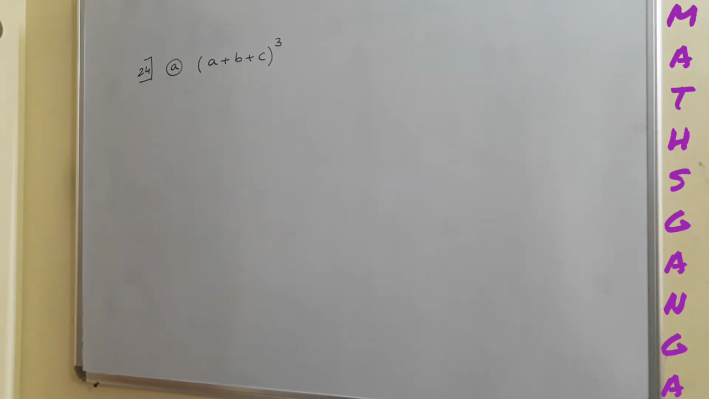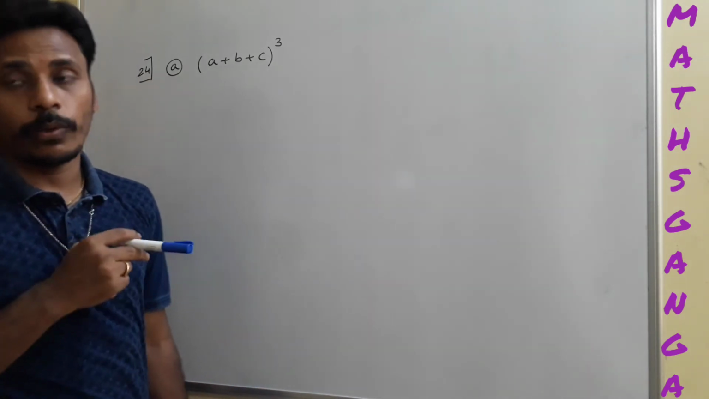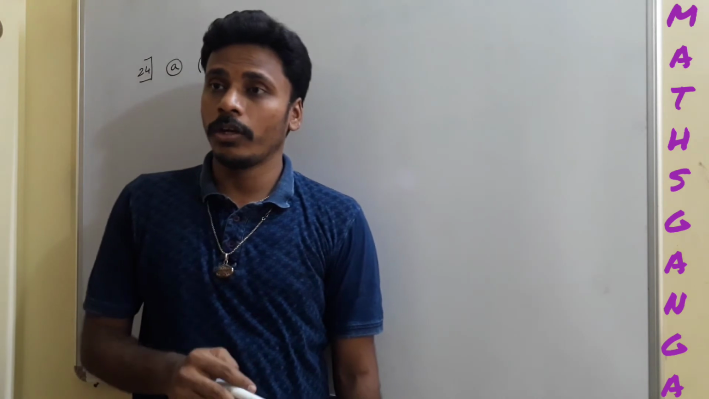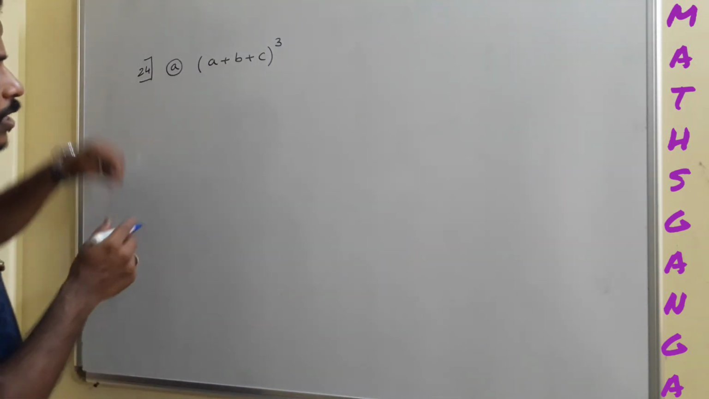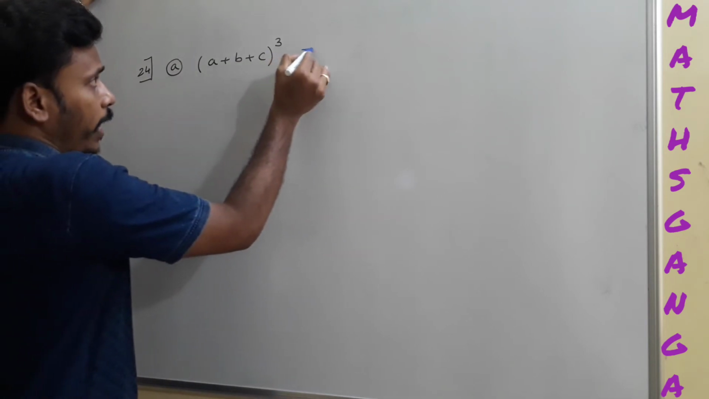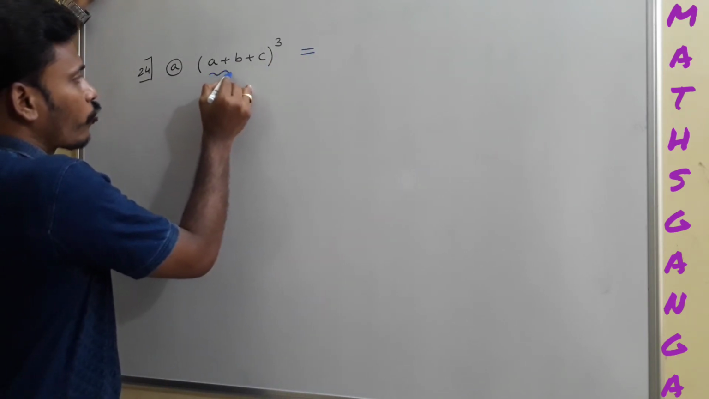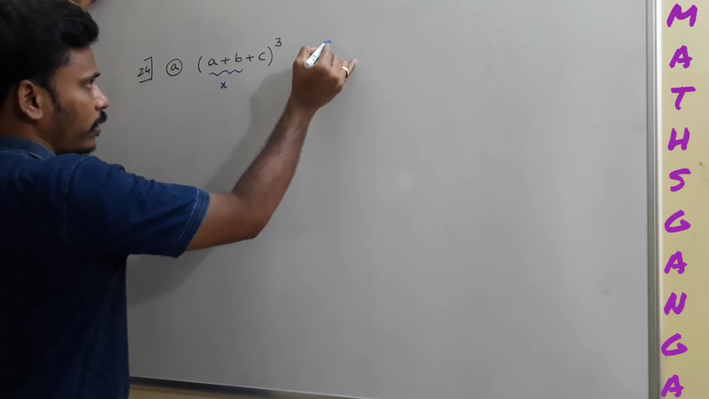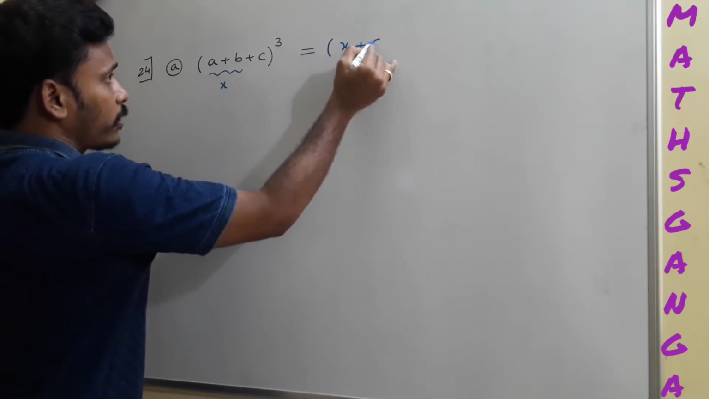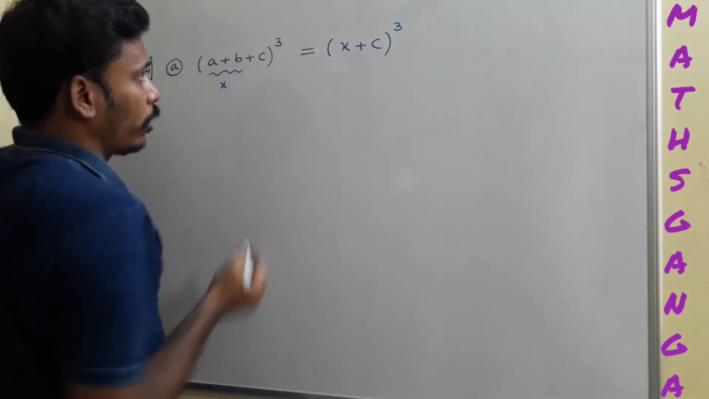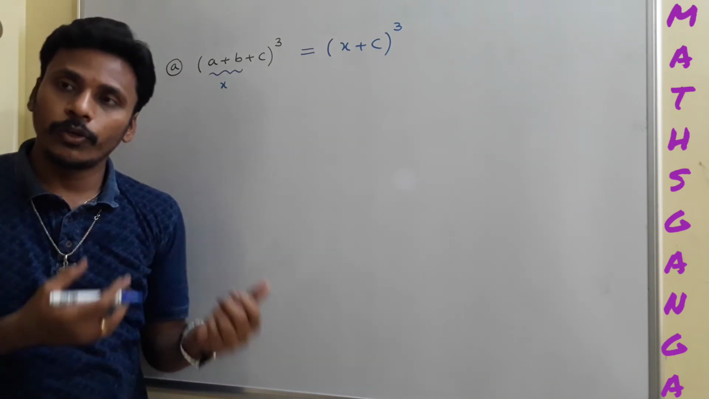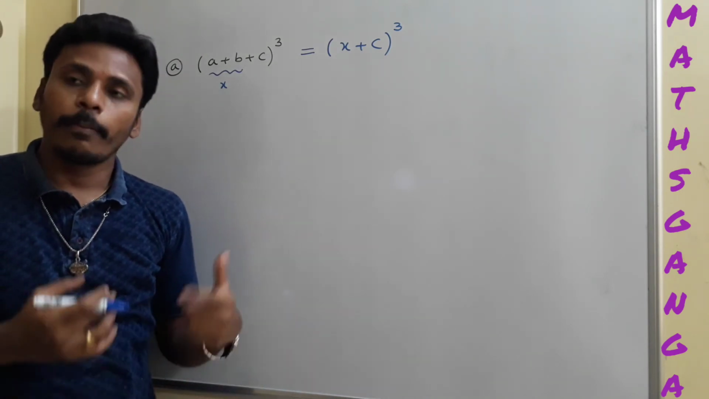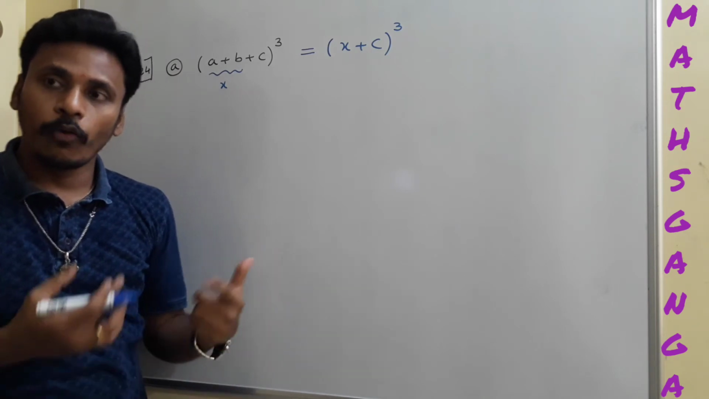We already know about (a plus b) whole square, (a plus b plus c) whole square, and we know (a plus b) whole cube, and now (a plus b plus c) whole cube. So just to calculate this expansion, first of all you just treat this a plus b as some x. So I can write it like this, (x plus c) whole cube, okay? And since it is (x plus c) whole cube, we need to use what? a cube plus b cube plus 3ab of (a plus b).